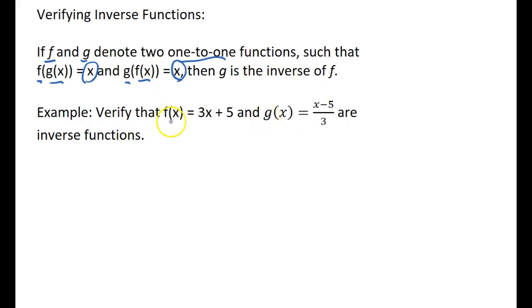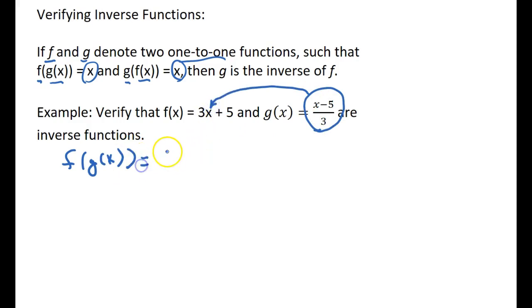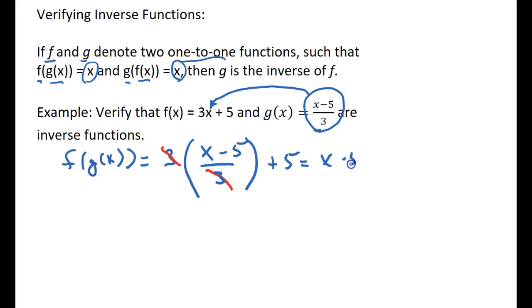So we're going to verify that these two functions here are inverses of each other. So let's do f of g of x. That means I'm going to take this entire function g, put it in for the x in f. That's going to be 3 times the function g plus 5. Okay, so my 3's cancel, and I end up with x minus 5 plus 5, which is x.